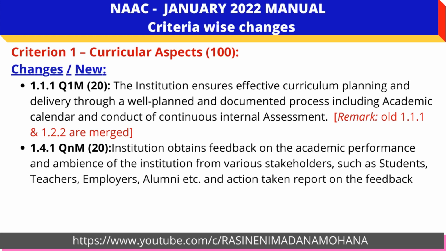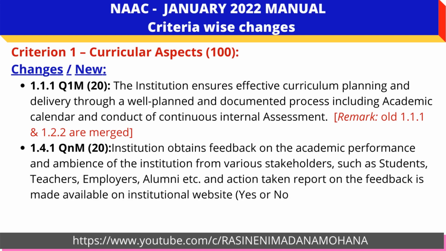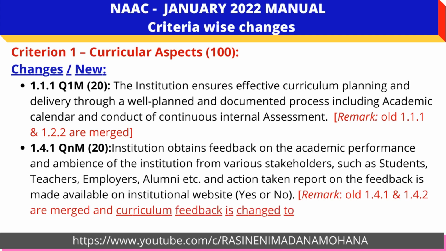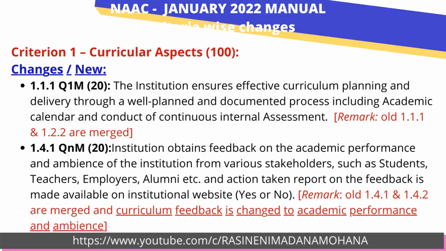Institution obtains feedback on the academic performance and ambience of the institution from various stakeholders like students, teachers, employers, alumni, etc. And action taken report on the feedback is made available on the college website. So actually earlier in criteria 1, 1.4.1 feedback on curriculum, then 1.4.2 feedback analysis report and that should be placed on the college website. Now these two are merged. So old 1.4.1 and 1.4.2 are merged. But here you can see the curriculum feedback is removed. In place of curriculum feedback, they have mentioned academic performance and ambience of the institution. So old two are merged with the 20 weightage, then feedback on curriculum is changed to academic performance and overall ambience.